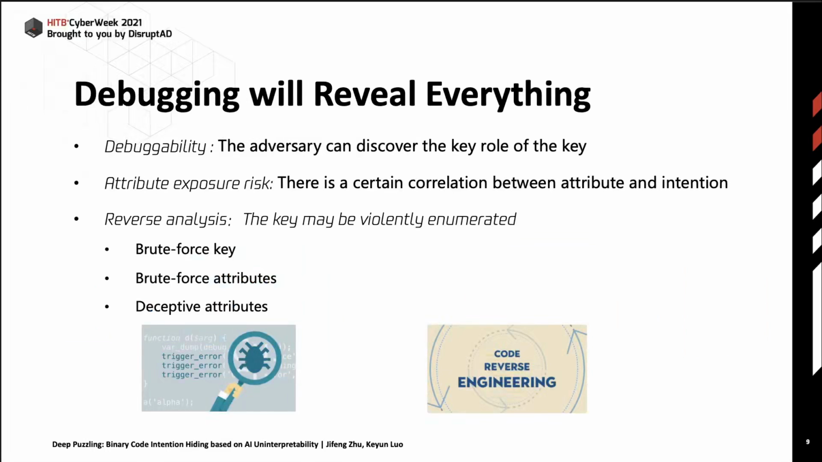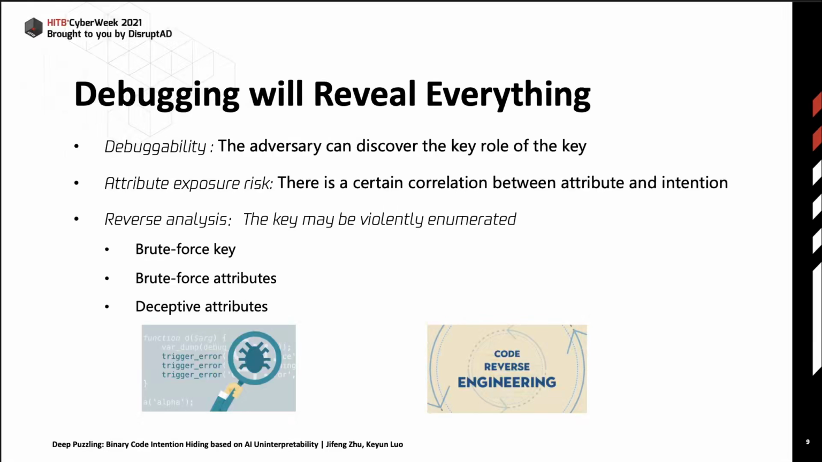However, this does not mean that the framework has no weakness, especially for reverse analysts. Debugging will reveal everything. The cracker analyzes the program and will soon find that the core of the entire framework lies in the key, and the attribute features collected by the program will reveal this clue. Because the face attributes are collected, the intention must be related to a specific person, based on our normal reasoning.